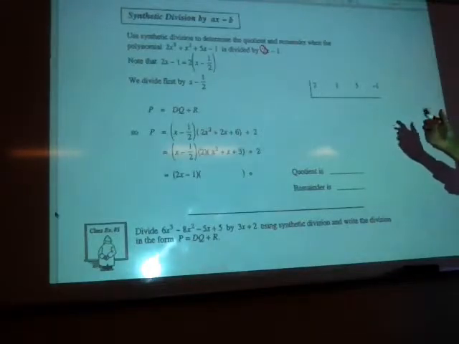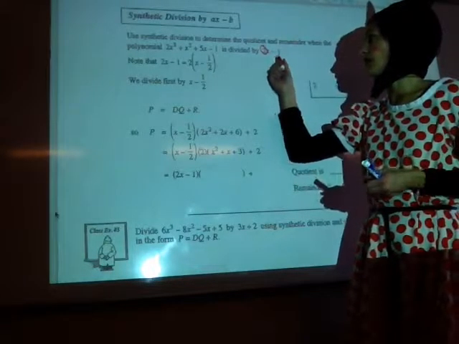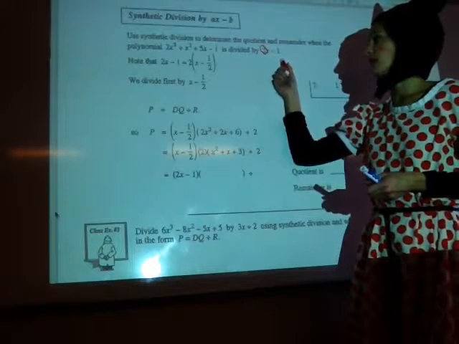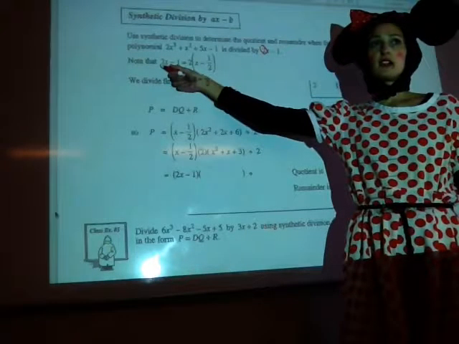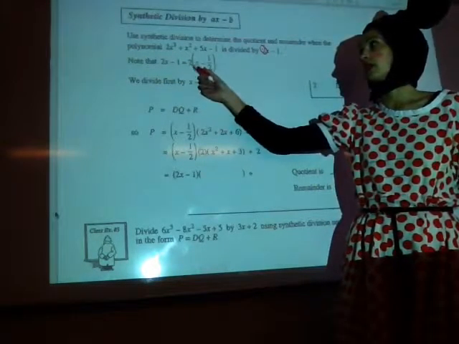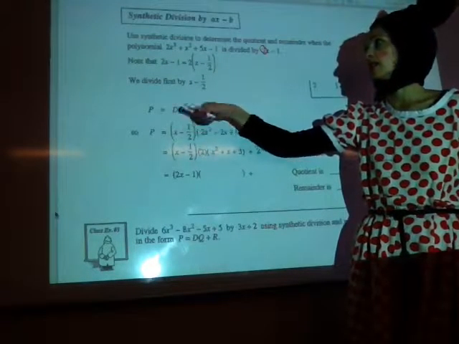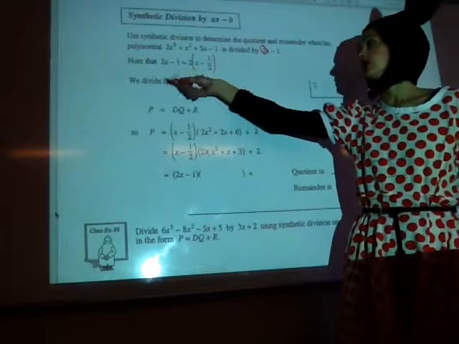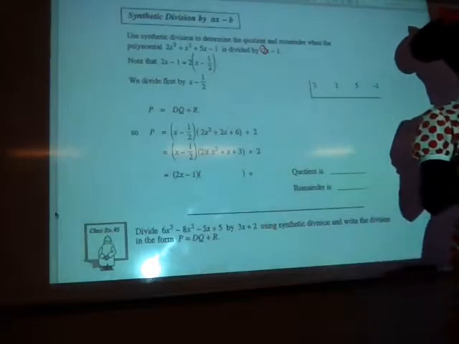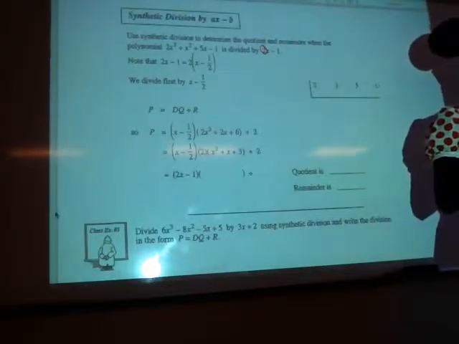So first thing you need to do is you're going to look at your divisor, 2x minus 1. First you're going to factor the coefficient off of the x. So if we factor out a 2 from the first term, we're left with just x. 2x divided by 2 is just x. Okay, and negative 1 divided by 2 is negative 1/2. So we factored out a 2 from both terms in the binomial.